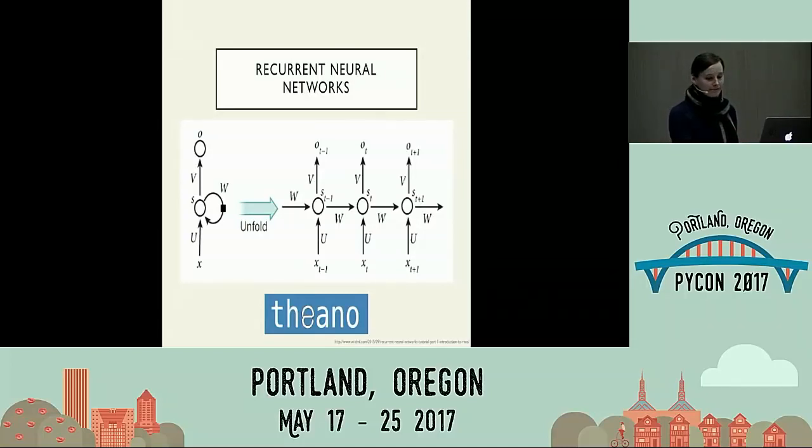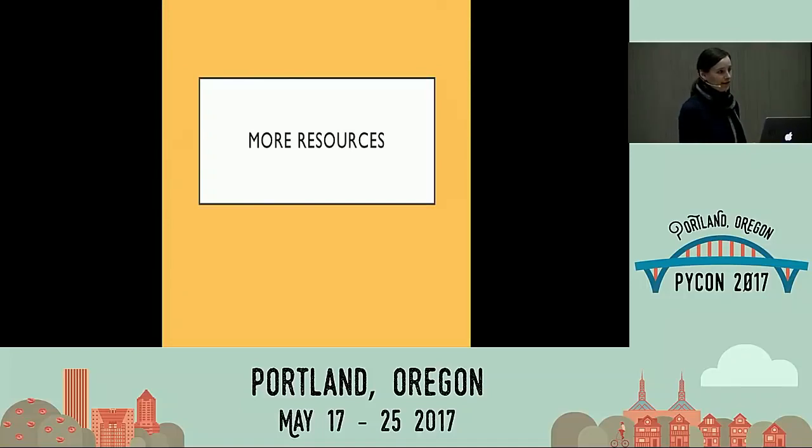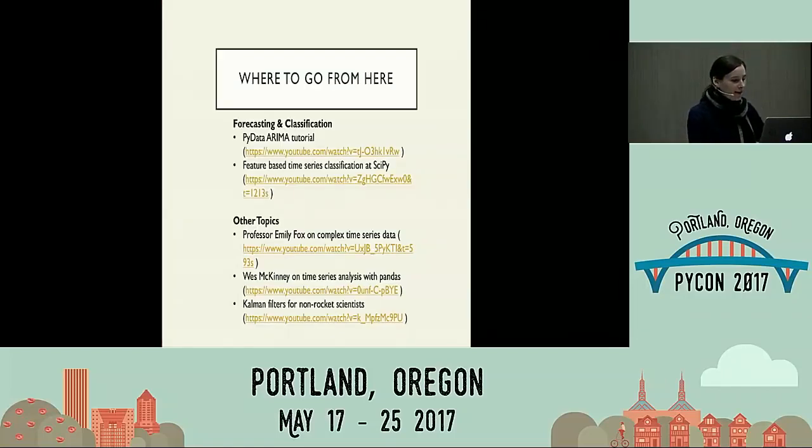And then finally, as far as more resources, this is sort of like a bird's eye view of time series and time data. There are a lot of really great resources out there, so these are just a couple of my favorites that I would recommend as next steps if you want to keep working on time data.